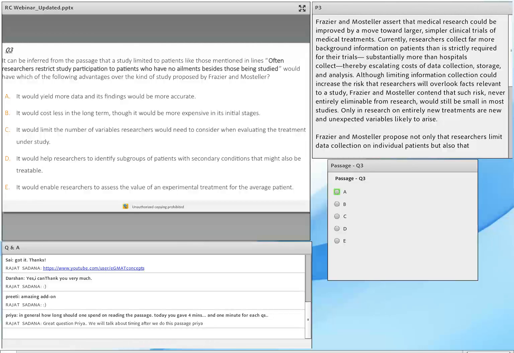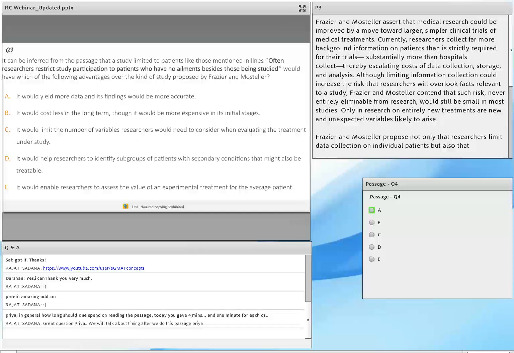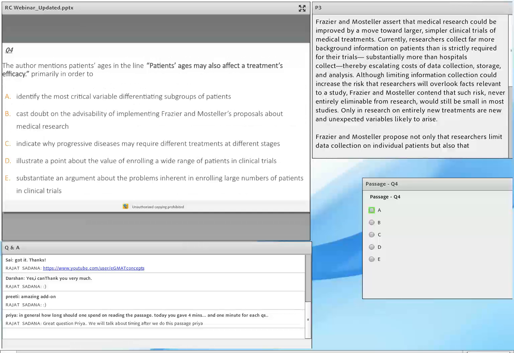Okay, this one is done. Let's get question number 4. I'm going to end the poll. Let's get question number 4 over here. I'm going to present the poll for question number 4.